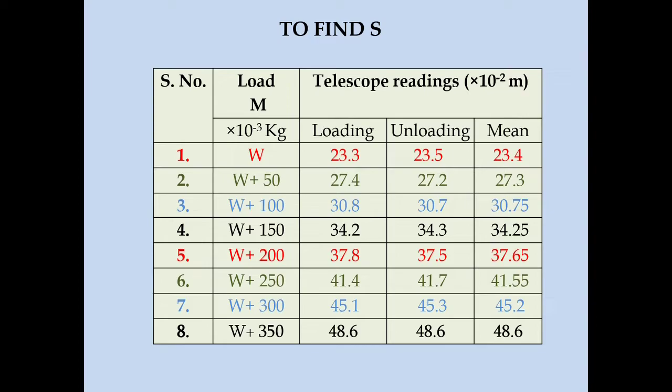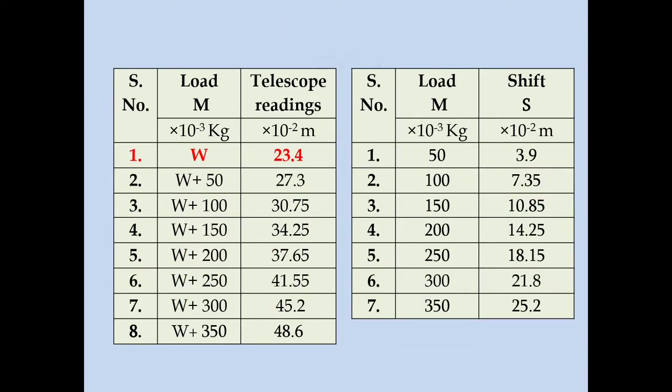This we have already done in the calculation method. The next is we have to take the load and the scale readings. For W, the mean value is 23.4 and for W plus 50 it is 27.3. In the same way we have taken till W plus 350, where the corresponding scale reading is 48.6.